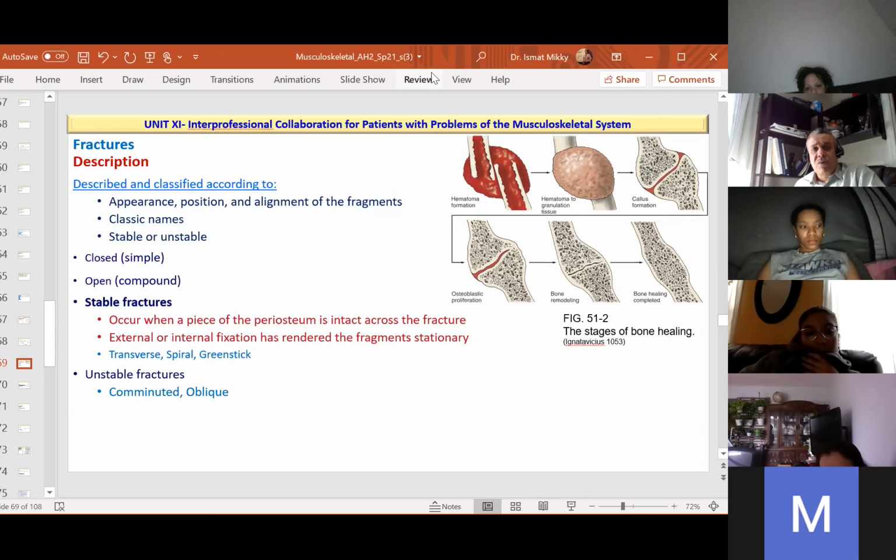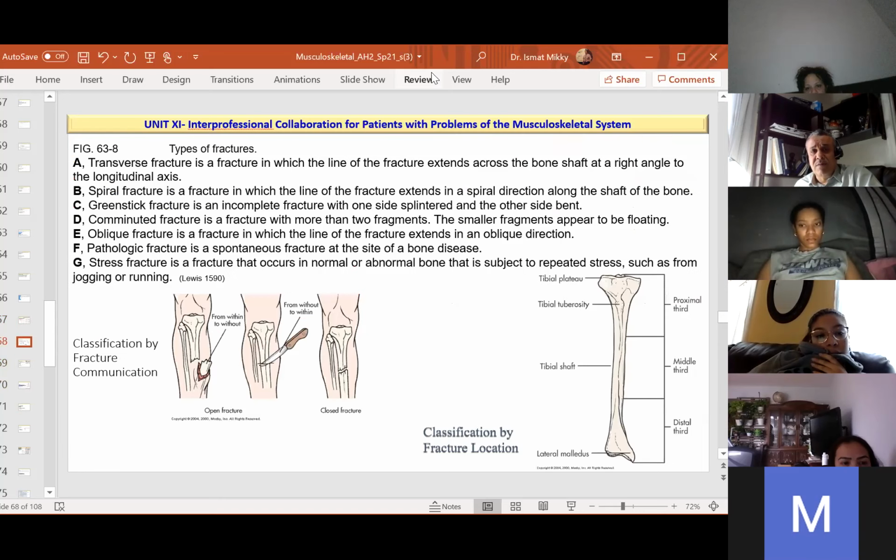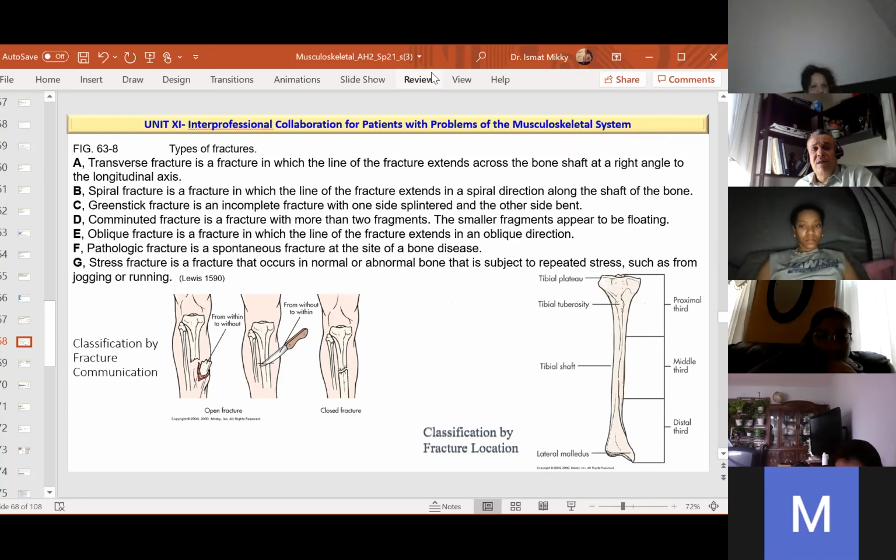Before we get to the healing process and the clinical manifestations, I want to highlight something called comminuted fracture. You will see that all the time. Green stick mostly affects children. And then the comminuted fracture, that's when the fracture results in small fragments of bone. That is called comminuted fracture.